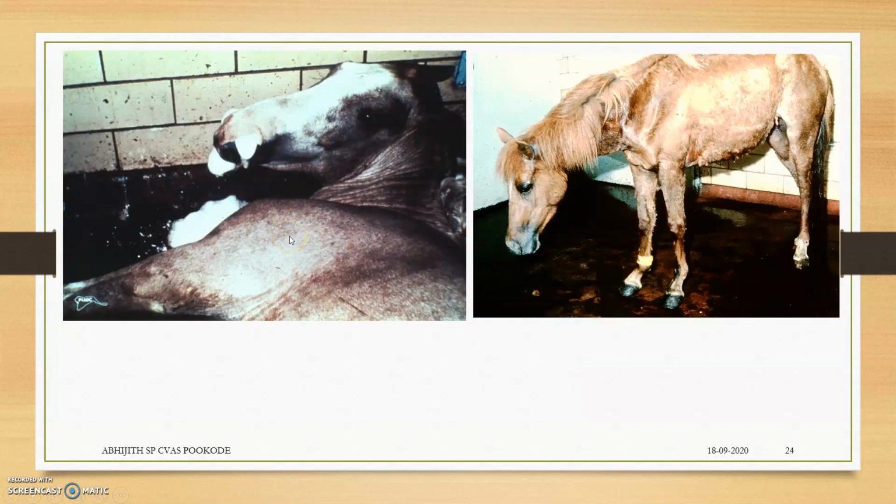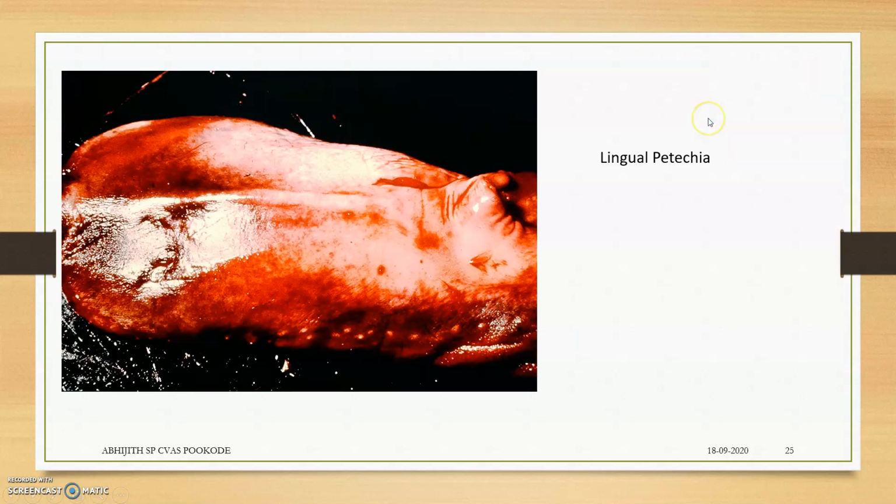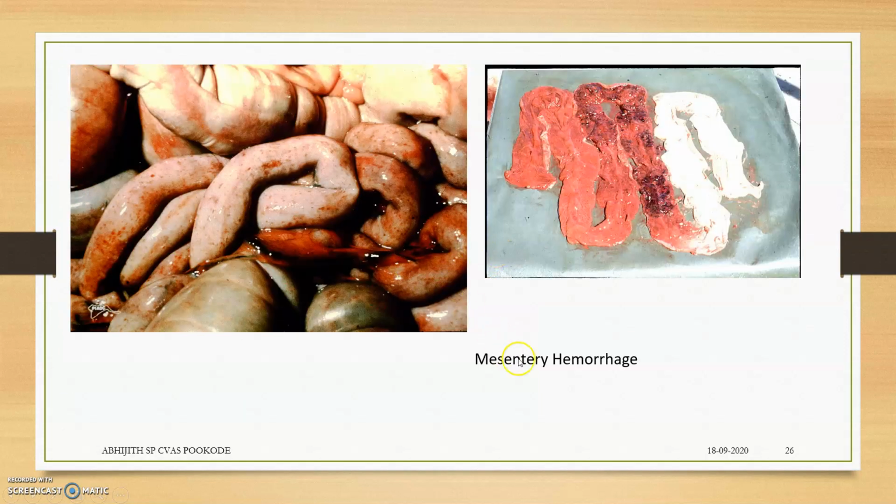You can see the frothy fluid coming out of the mouth, and this is the generalized malaise and depressed condition. This is the lingual petechia. You can see small lingual petechiae. Now in the mesentery, since this is a reovirus, a respiratory and enteric orphan virus, it will cause hemorrhagic enteritis, and it can lead to hemorrhagic colitis, and they can even have colon infection.